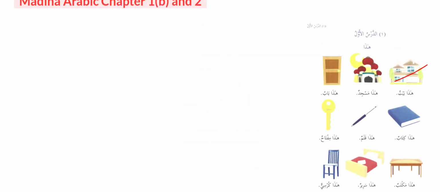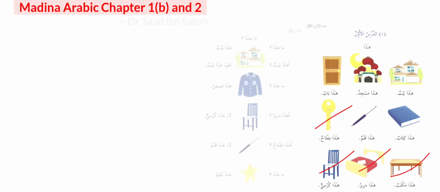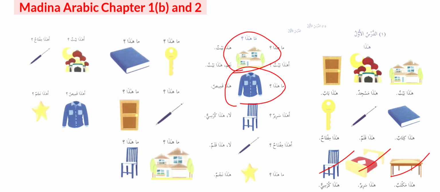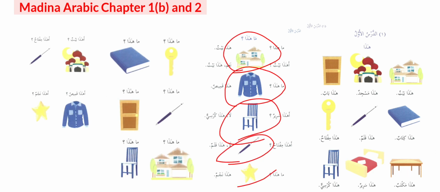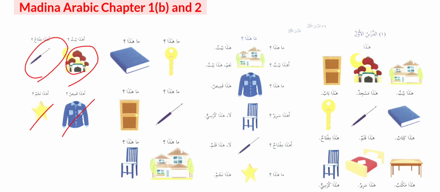Let us first have a look at yesterday's vocabulary once. So this is a bayt, this is masjid, this is bab, this is kitab, qalam, miftah, okay, maktab, sarir, kursi, bayt, qamis, kursi, qalam, najm, miftah, kitab, qalam, bab, bayt and kursi. Here is masjid, qalam, qamis, najm.